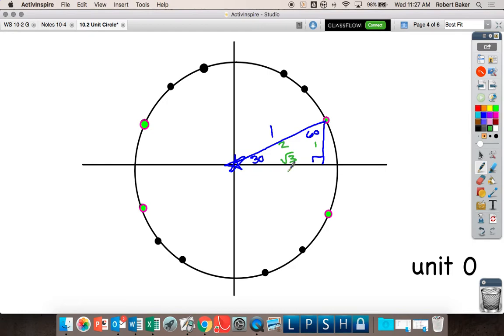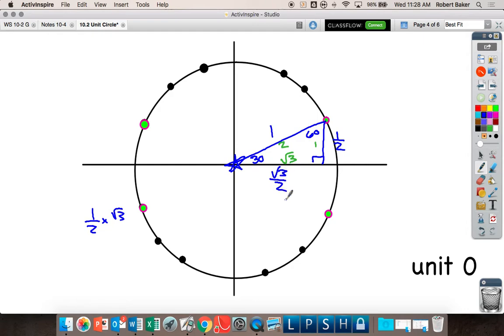Remember, you cannot math around the star. So to go from the hypotenuse to the short leg, how do you get from 2 to 1? Divide by 2. So 1 divided by 2 is 1/2. Then to get from the 1 side to the square root of 3 side, you must multiply by the square root of 3. So 1/2 times the square root of 3 is the square root of 3 over 2.